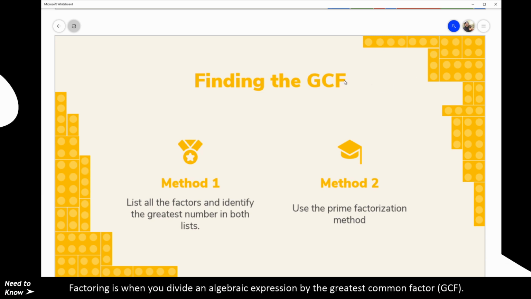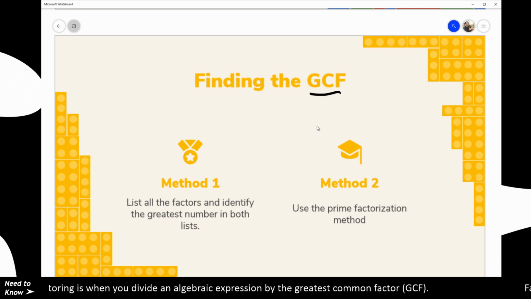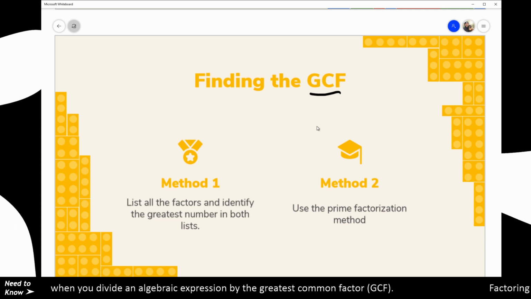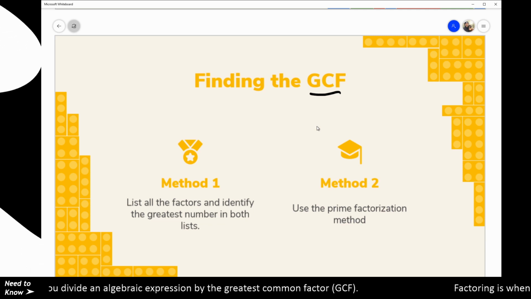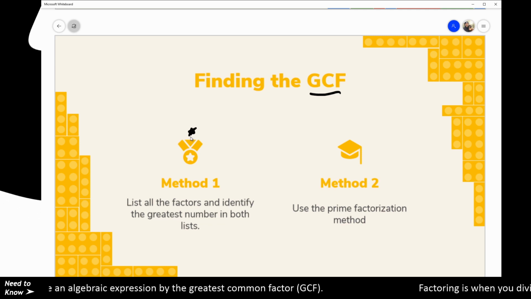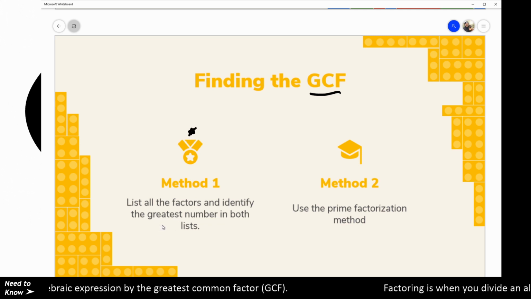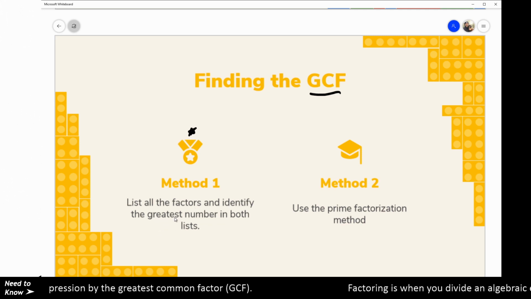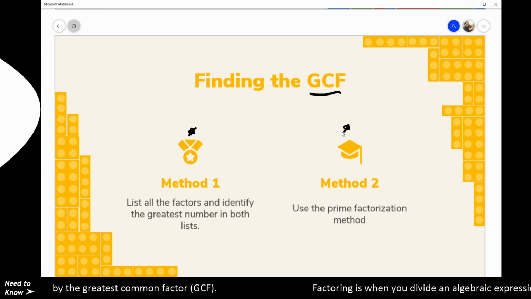Quick reminder about greatest common factor. That's the largest factor in two numbers' lists. There are two methods to find the GCF. Method number 1, you can list all the factors and identify the greatest number in both lists, or you can use the prime factorization method.